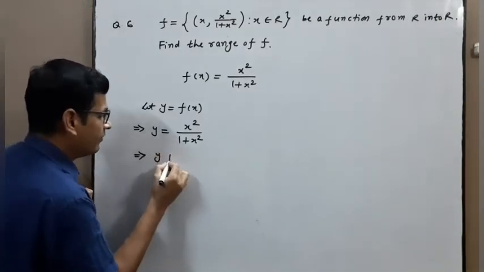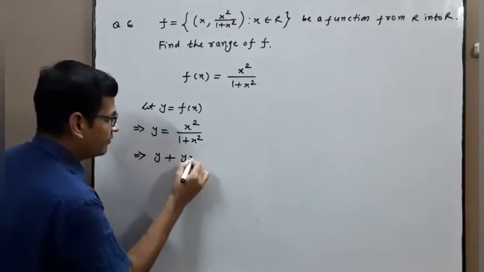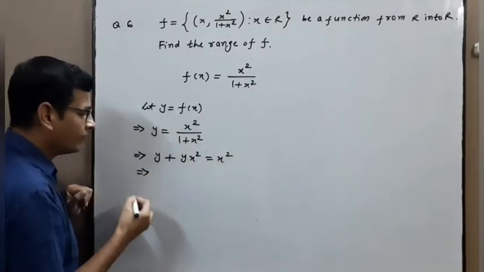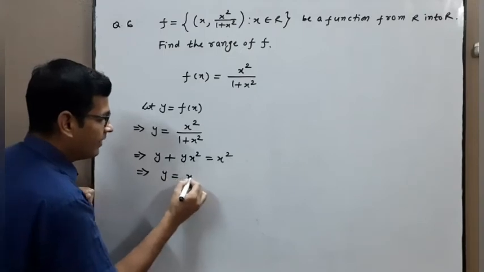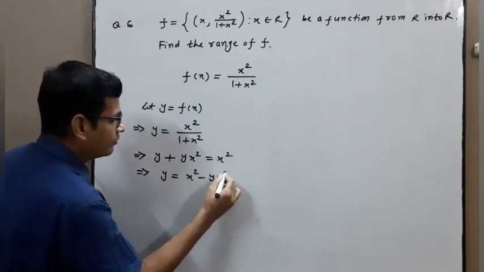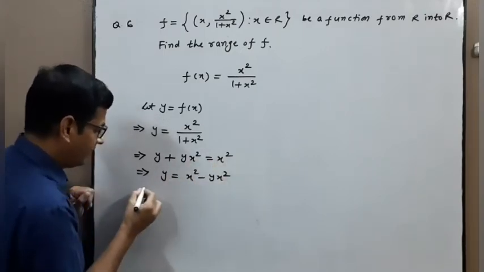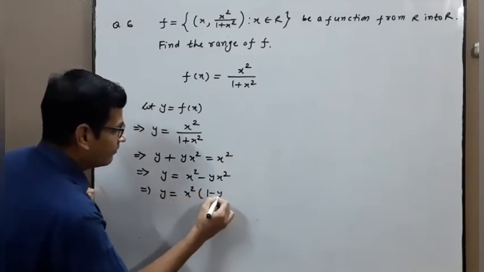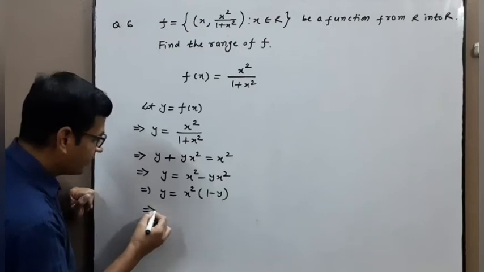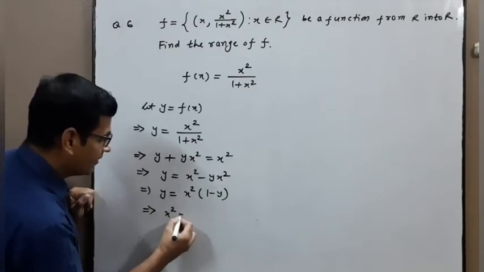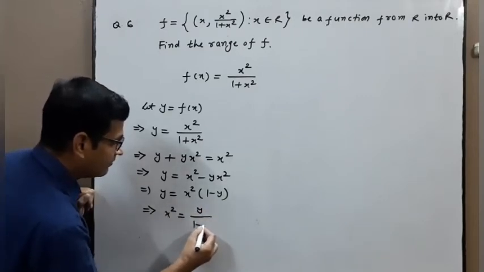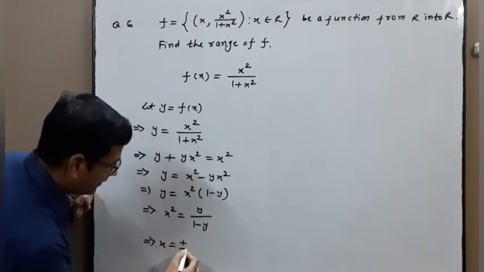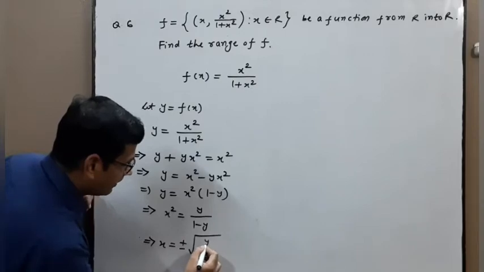y into (1 plus x square) equals x square, so y plus y into x square equals x square. Next, y equals x square minus y into x square. Send that to the other side and take x square common, so we get 1 minus y. So from this equation, the value of x square is y upon 1 minus y. So x equals plus minus root of y upon 1 minus y.